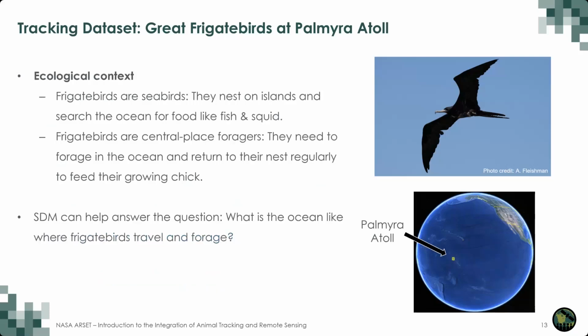And if you're not familiar with seabirds, frigate birds are seabirds, and so this means that they typically nest on islands, but completely rely on the ocean for food. And so they have to leave the island every day and go and search for things like fish and squid, which they can then return to the nest to feed their chick. And so because they're repeatedly returning to the nest all the time, they're making what we call central place foraging trips, where they're tied to that one location, but exploring the entire ocean around it. And so the species distribution model can help us answer the question, what's the ocean like where these birds are going?